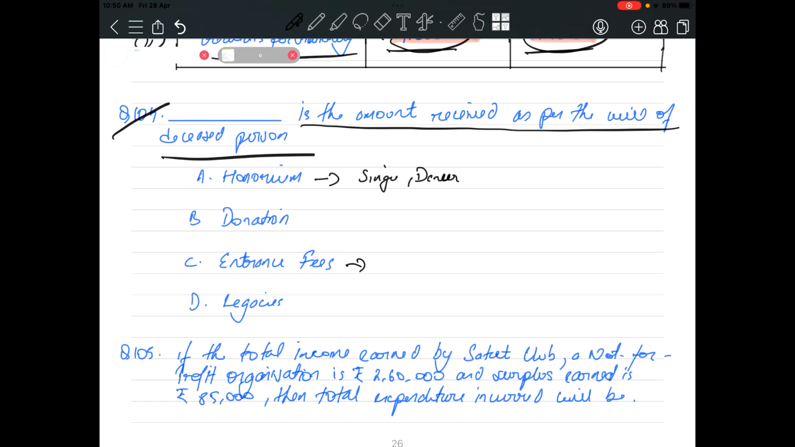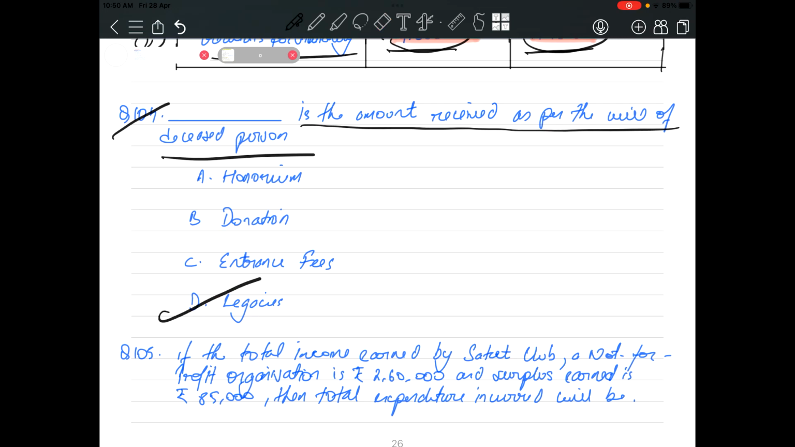Let's say for example, there is an NPO and a person wants to be a member of the organization. When he wants to become a member, he will have to pay an entrance fee to the organization. The amount which he pays will be called entrance fee. This will again be an income for the organization, so it will go to the income side of the income and expenditure account. Now what is legacies? We are left with only one option, legacies. So the answer for question number 104 is legacies.